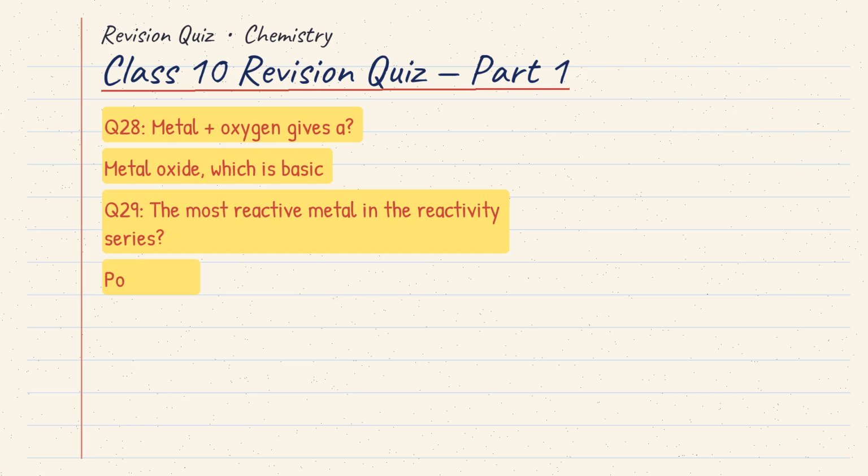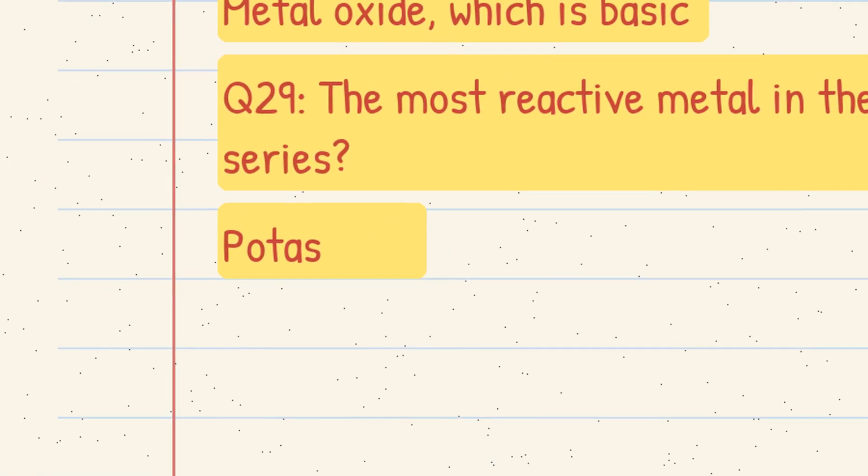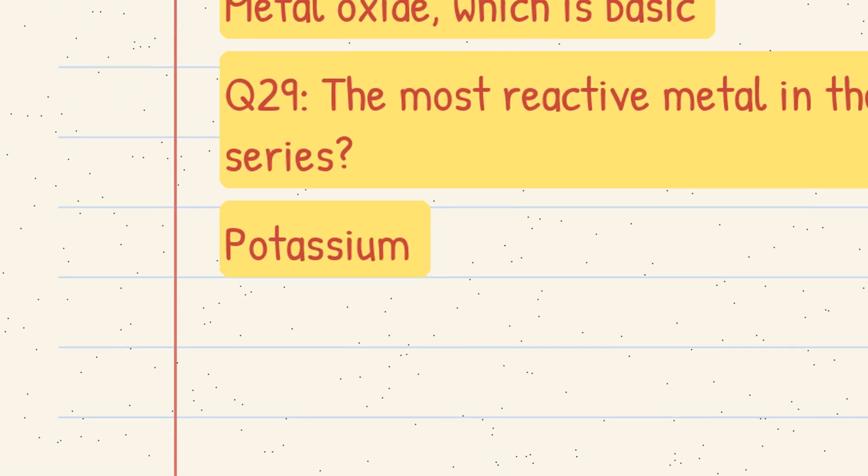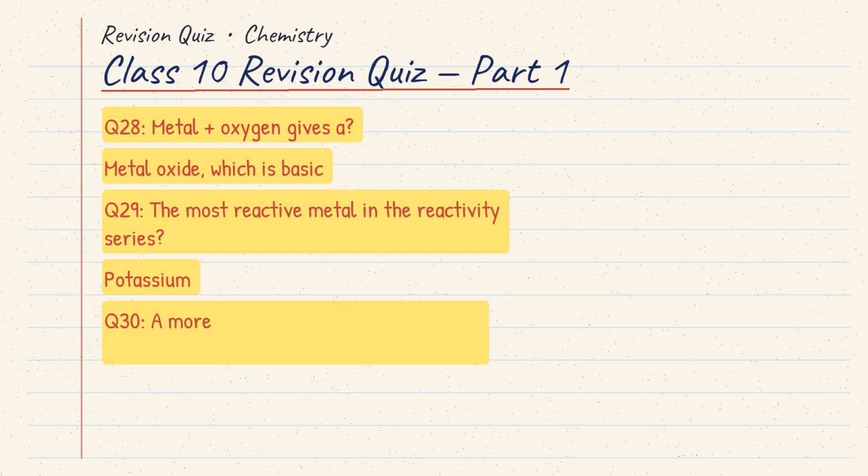The answer is potassium. Gold is the least reactive. Question 30. A more reactive metal can do what to a less reactive one? Pause and think.